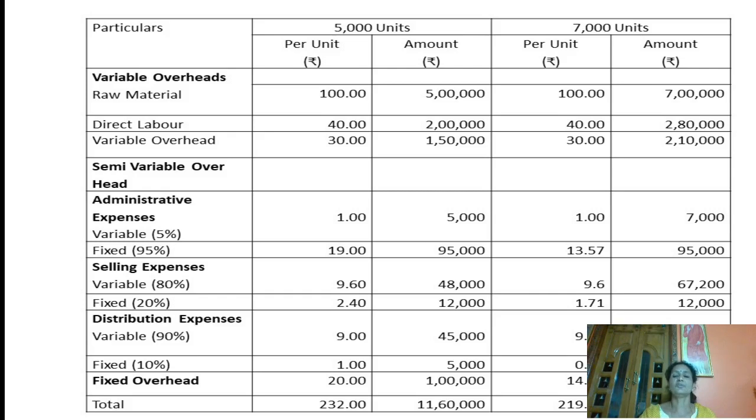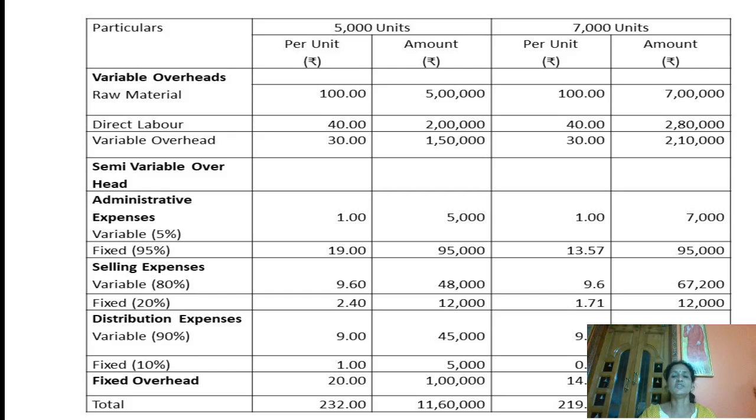Similarly, for 7,000 units, per unit cost remains the same. At any level of units, when the per unit cost is given, it remains the same. It cannot vary. So again here, what you have to do is 7,000 into 40. That will give you 2,80,000.